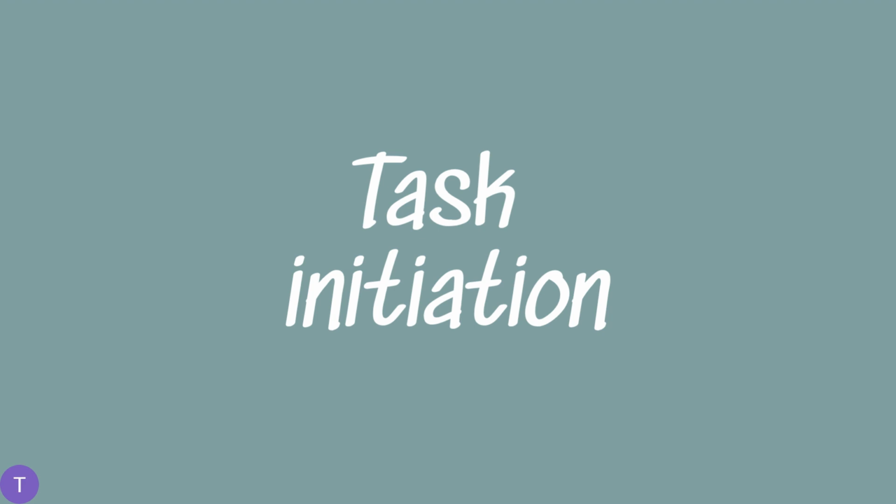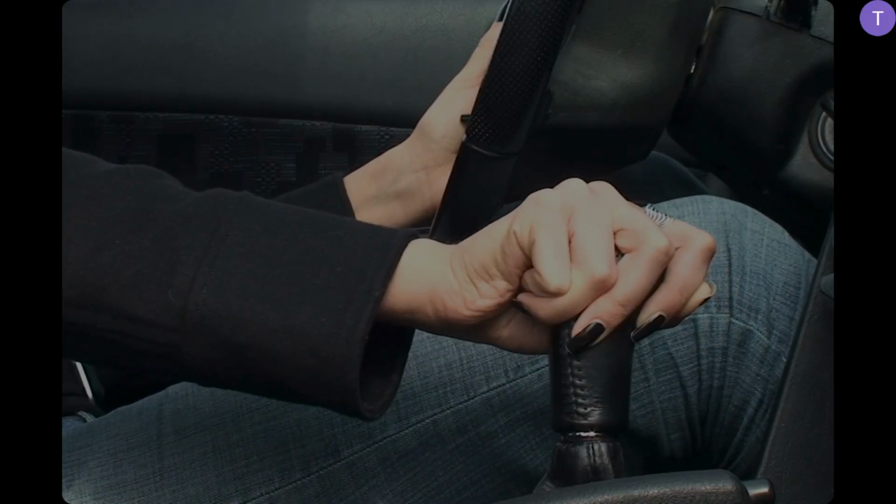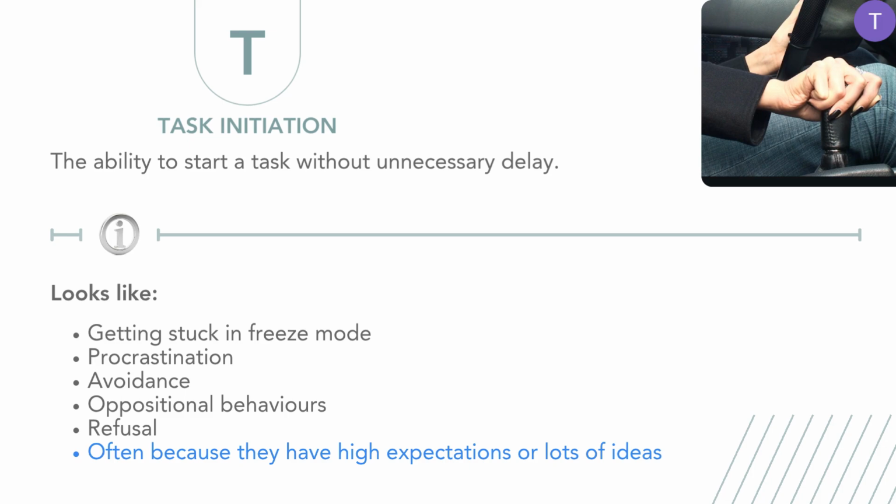Task initiation. This is another really big one in class for a lot of our neurodivergent children. So we are thinking about task initiation, as the saying goes, as being able to get into gear, about being able to get from that neutral state into first gear and start moving on a task. Task initiation has a really simple definition. It is the ability to start a task without unnecessary delay.